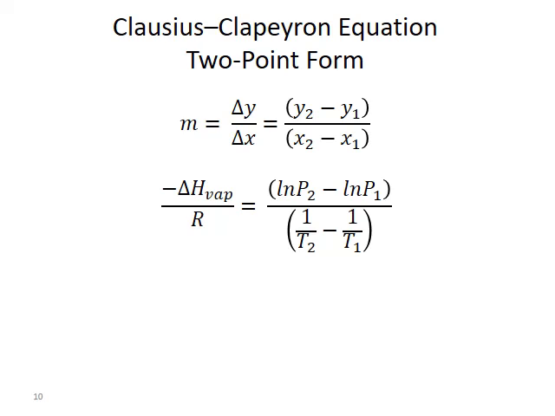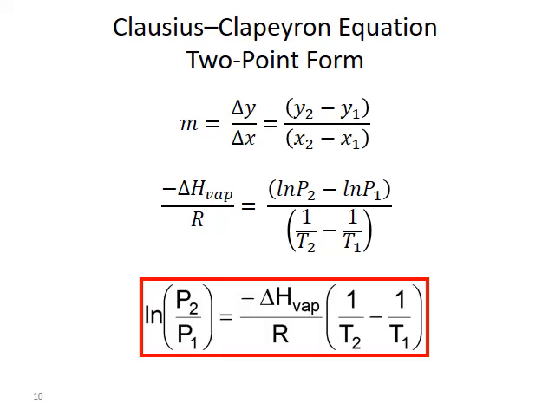Rearranging terms and simplifying the natural logs gives the final two-point form of the Clausius-Clapeyron equation outlined in red. The natural log of P2 divided by P1 is equal to the negative of the enthalpy of vaporization divided by R times the difference in inverse of temperature, 1 over T2 minus 1 over T1.